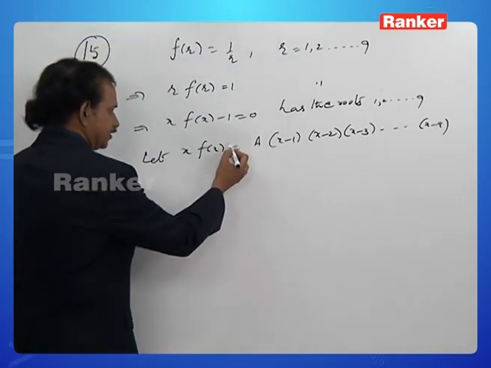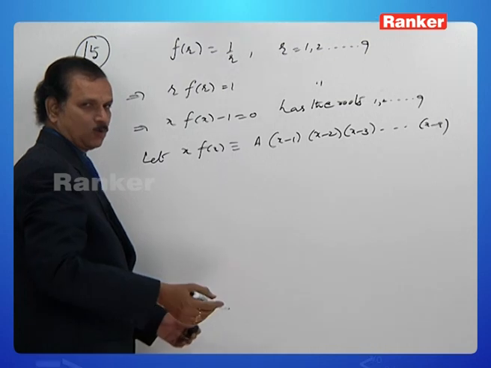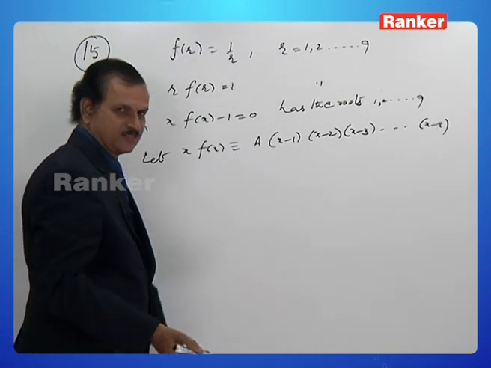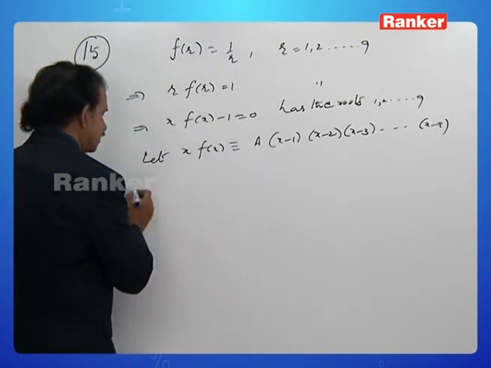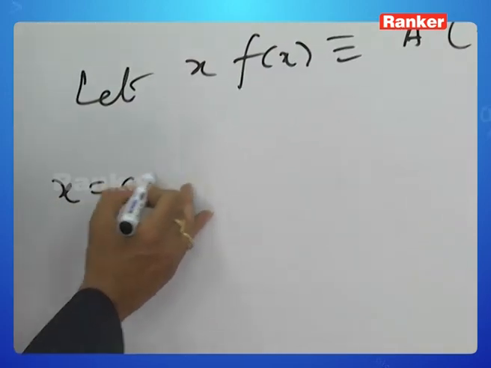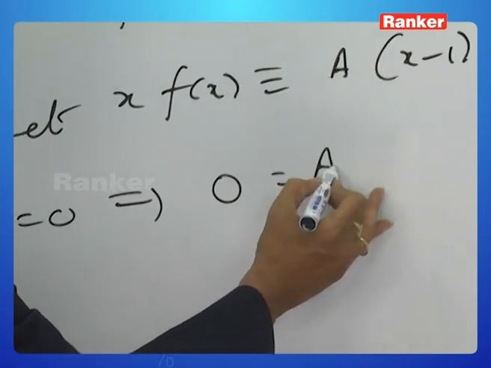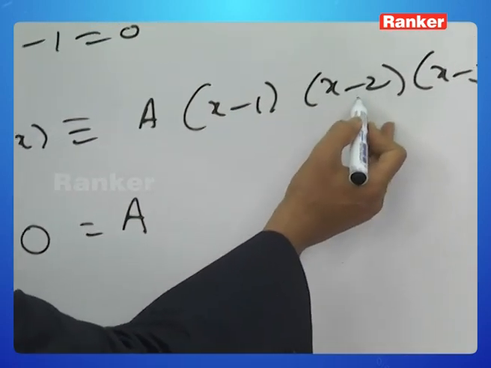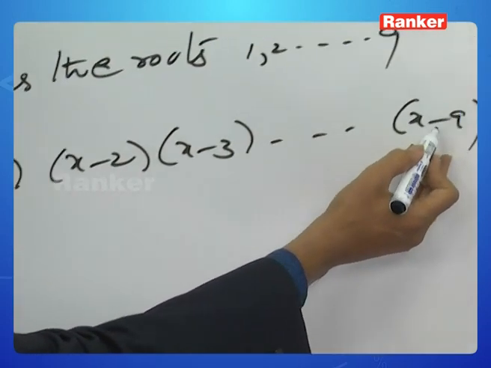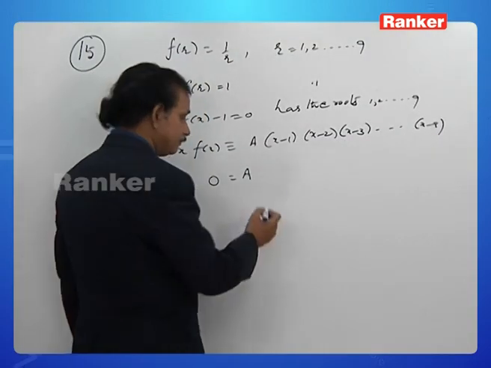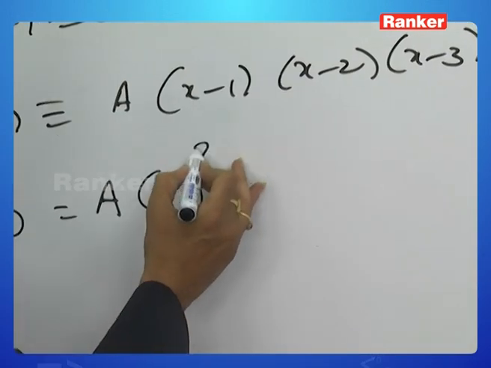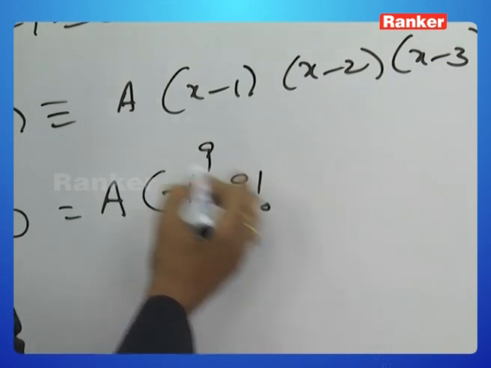As this is an identity, we can take whatever real value we can take in the place of x. Let me take x equal to 0. x equal to 0 implies 0 into f of 0 is 0, which is equal to a into 0 minus 1 into 0 minus 2 into 0 minus 3 and so on, 0 minus 9, that is, minus 1 whole power 9 into 9 factorial.